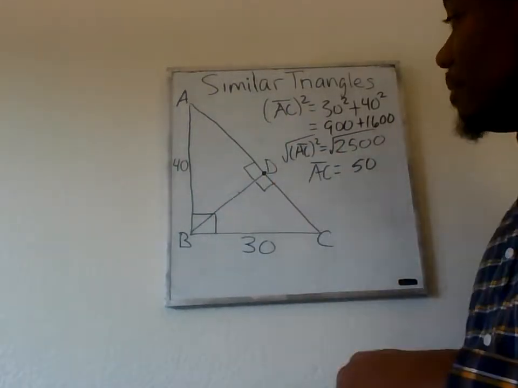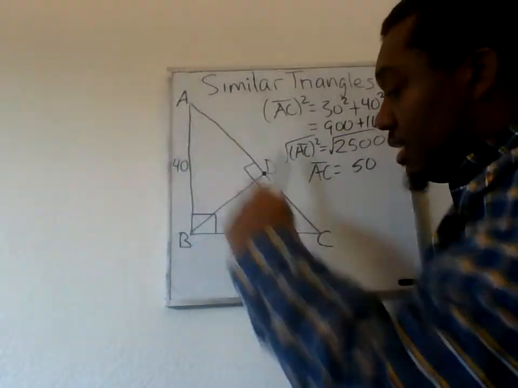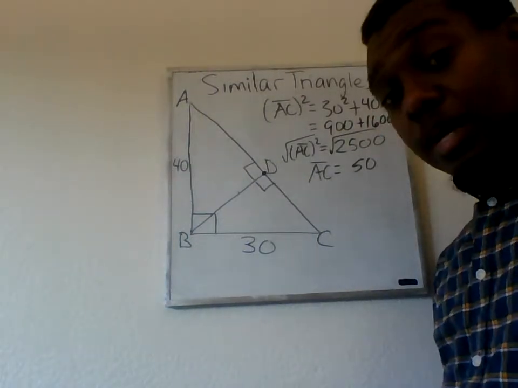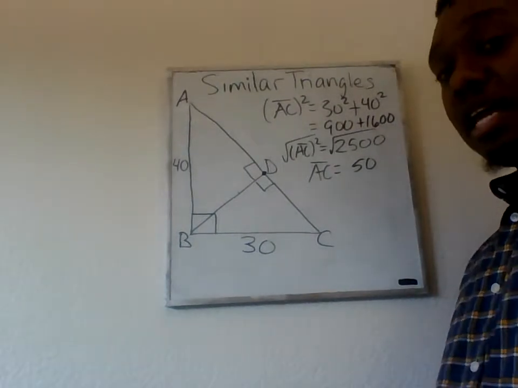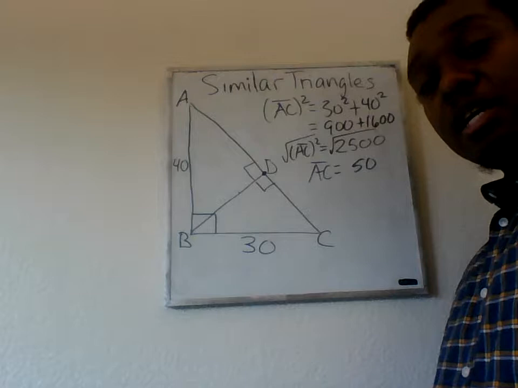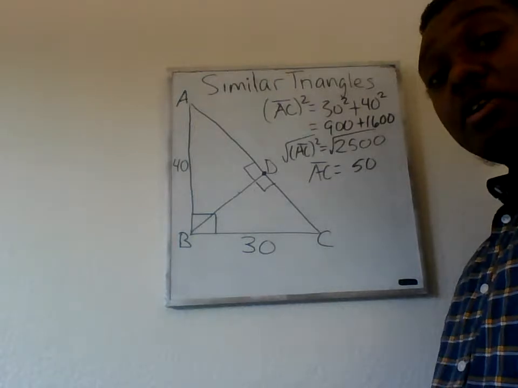So anyway, in that regard, AC is in total length 50. So we at least know that. So if you need to pause to write down the work for the Pythagorean Theorem to find AC, go ahead and pause now and copy it down. Okay, I'm going to erase it now.